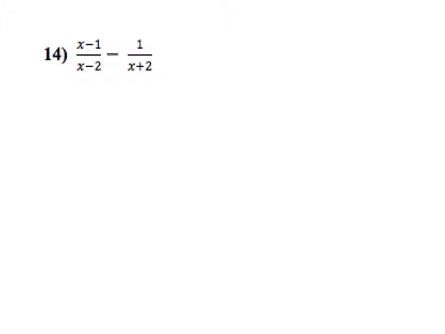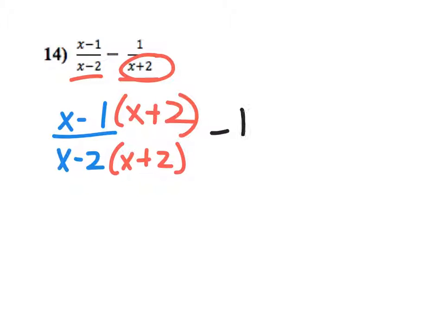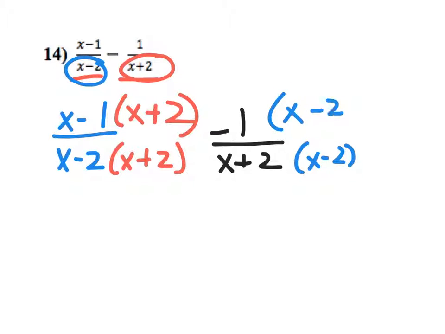For 14, we have x minus 1 divided by x minus 2, minus 1 over x plus 2. Right off the bat, there's nothing I can simplify, but notice that our denominators don't have anything in common. So for the first one, we have x minus 1 over x minus 2, and we need to multiply it by whatever the second denominator was. So we're going to multiply the top by x plus 2 and the bottom by x plus 2, and then we're going to subtract from that 1 over x plus 2. And that one is missing my x minus 2, so we're going to multiply by x minus 2 on top and bottom.